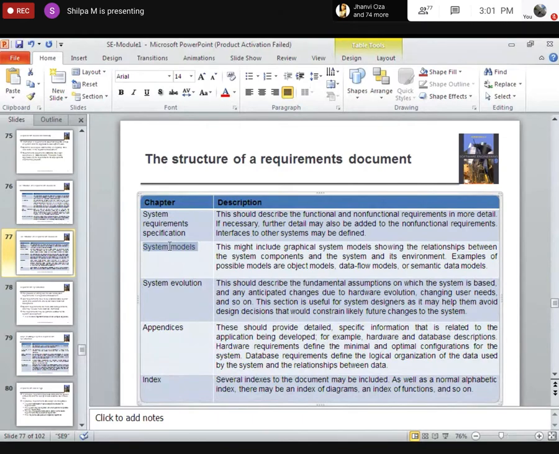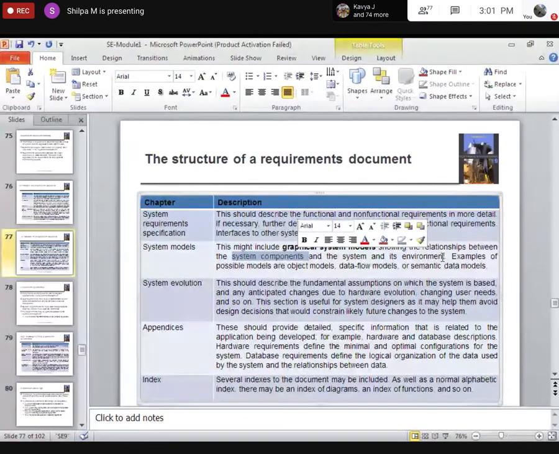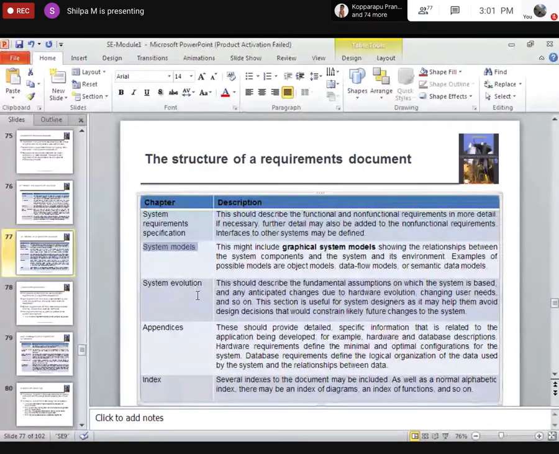Then you have system models. Here it gives a graphical system model. What are you going to develop? Okay, that and system components, its environment, how it is affecting, all that is given within system models. What if my project or system requirements does not have it in the product I'm developing? Yes, in those cases you can leave it blank or say not applicable, something like that.